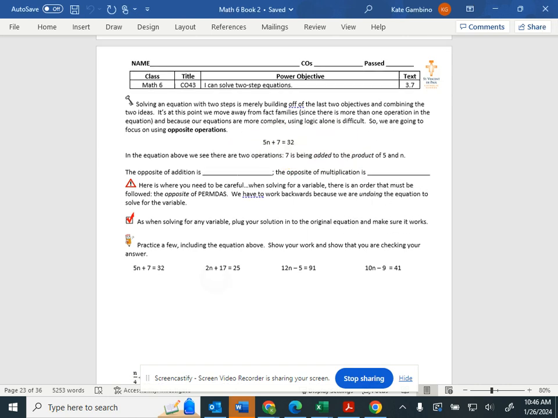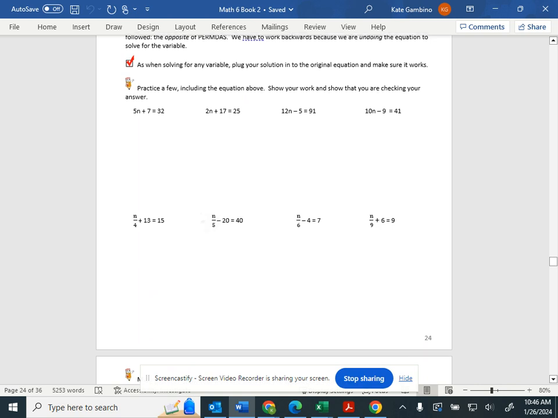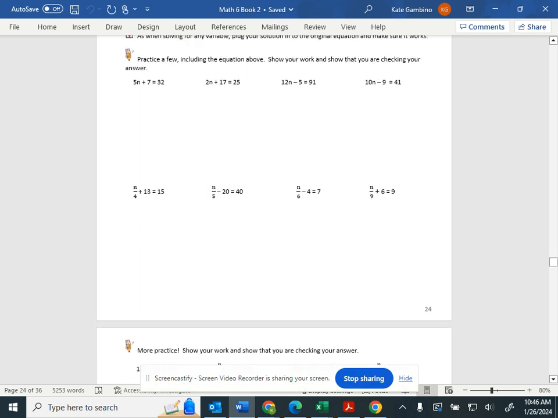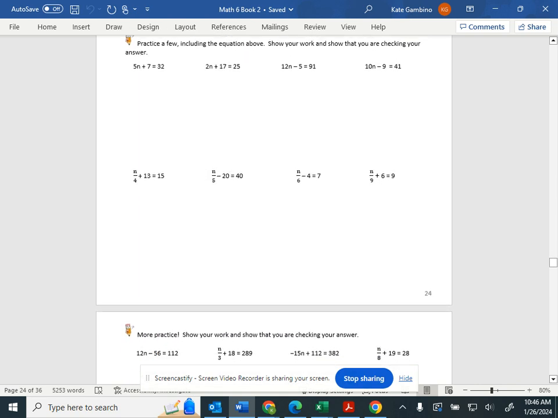All right, so we're going to practice a few. We already practiced the one above. Oh, they have it right here. So we did -7 and -7. So we had 5n equals 25. Then we divided by 5, and we got n equals 5.